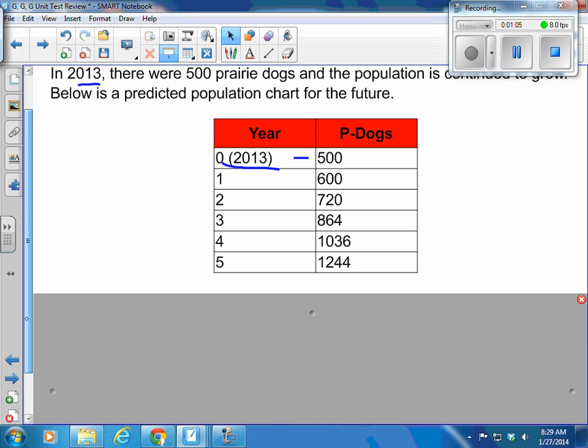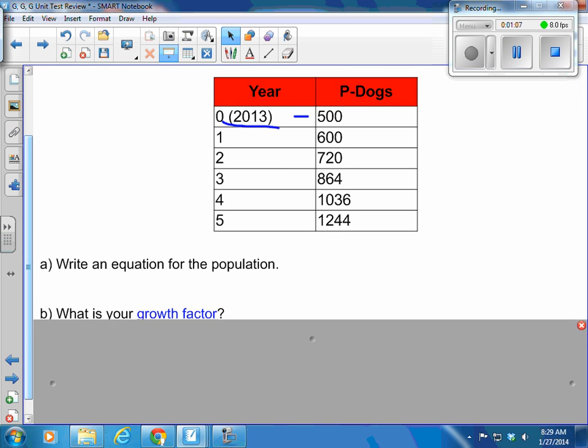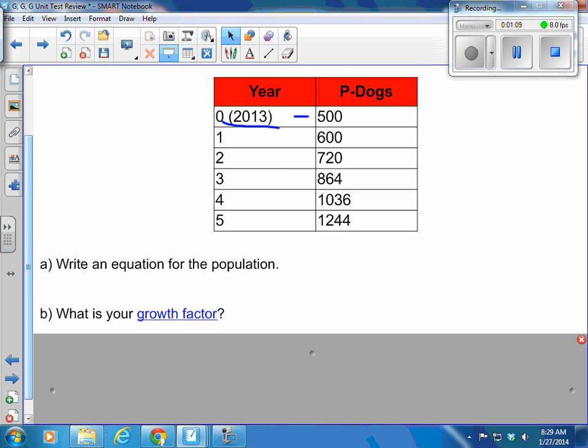Your job is two things, and they kind of go together. First, find the growth factor. You may want to start with B. So find the growth factor, and then use that to write an equation. Pause your recording now.